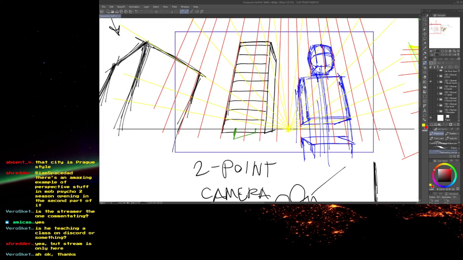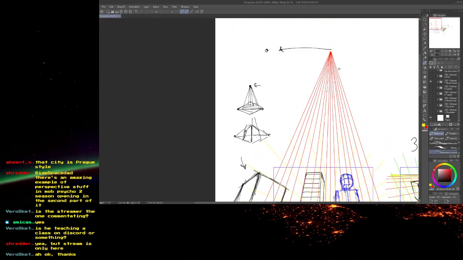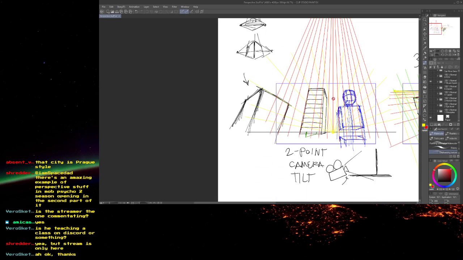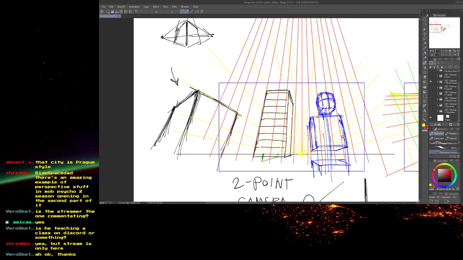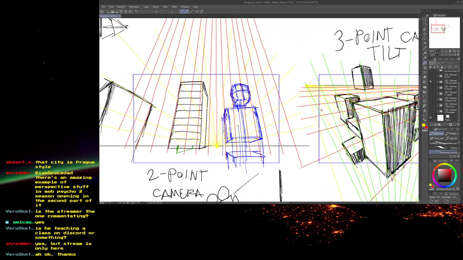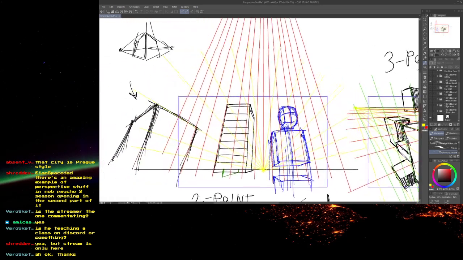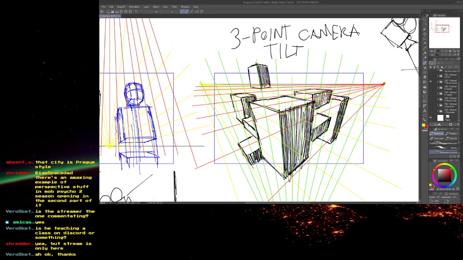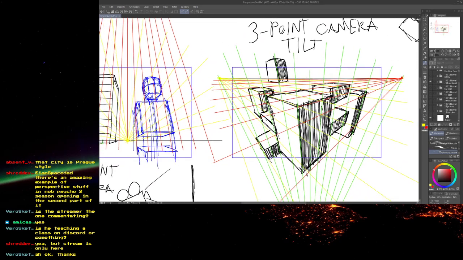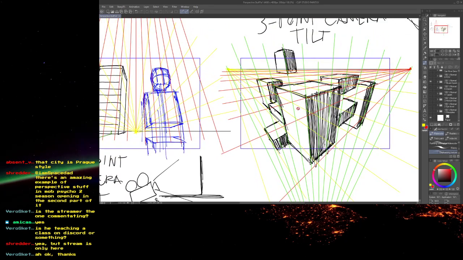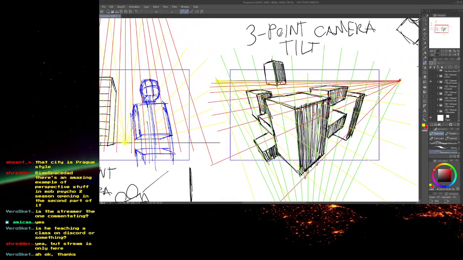Two-point camera tilts can also have perspective lines on a vertical axis, like this, with horizontal lines. So you get something like that going. Three-point camera tilts are basically like that, but turned at an angle. The objects are turned at an angle, so you get this kind of thing going on.